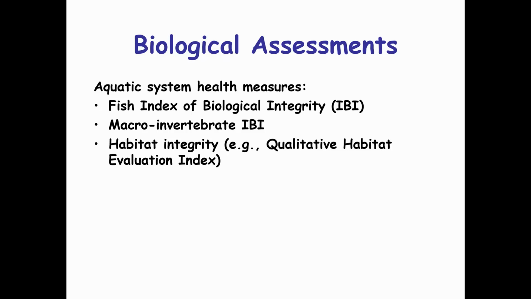Then another category that was originally developed in Ohio and has been implemented here in Minnesota is the habitat integrity index, here called the qualitative habitat evaluation index, and that's what's been adapted here in Minnesota based on some work that was done in Ohio.